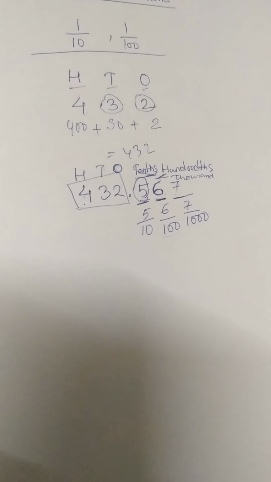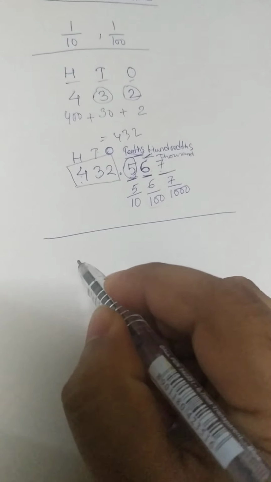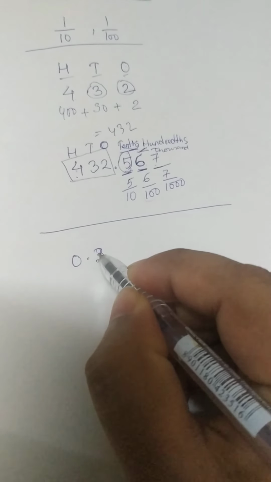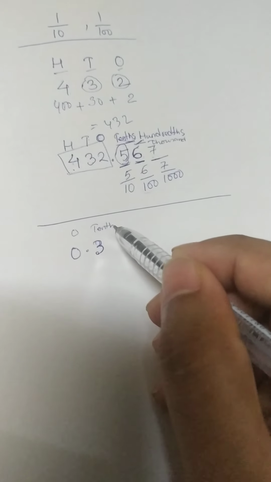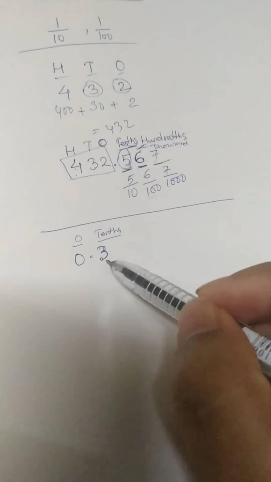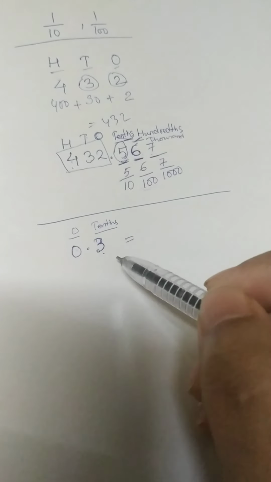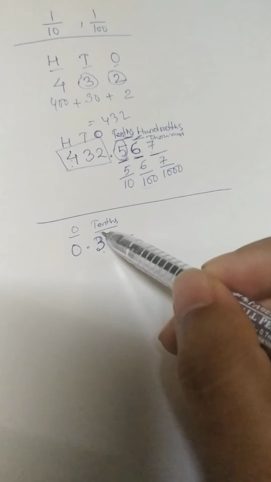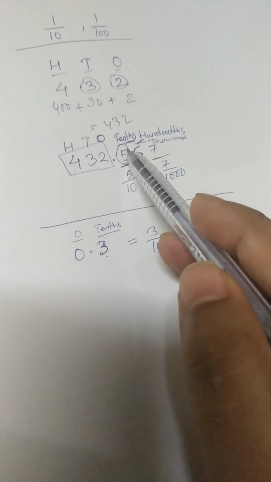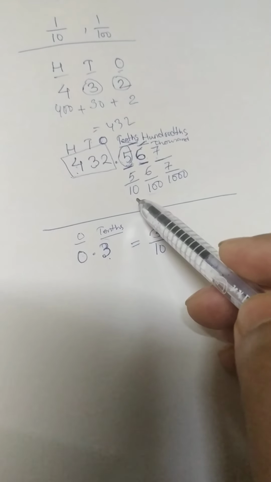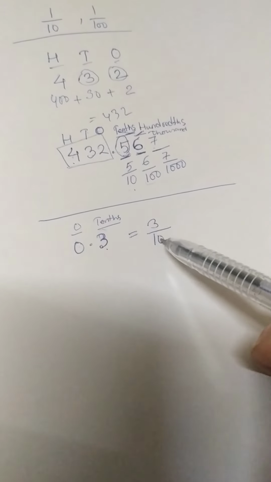Next, let's say a number 0.3. This is in the ones position, and this is in the tenths position. How do we get this number? Since there is nothing in the ones position, we don't need to consider it. So we consider the tenths position. How do we get this? Just 3 by 10. I've already shown that after the decimal, the first digit we get by just dividing by 10. Since there is nothing in the ones position, we don't write anything. That is 3 by 10. Simple.